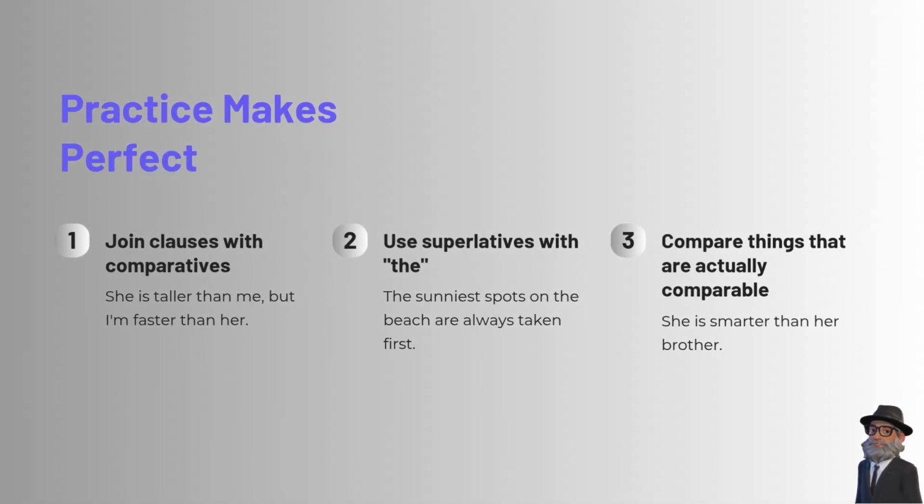Practice makes perfect. One, join clauses with comparatives. She is taller than me, but I'm faster than her. Two, use superlatives with the. The sunniest spots on the beach are always taken first. Three, compare things that are actually comparable. She is smarter than her brother.